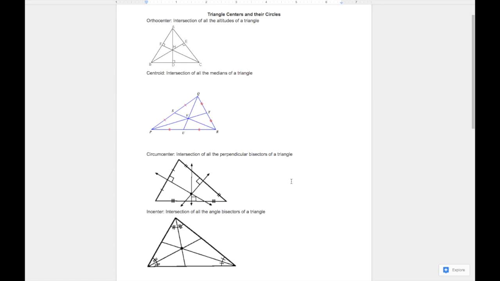The circumcenter is the intersection of all the perpendicular bisectors. So make a perpendicular bisector of each side, and they should intersect to be the circumcenter. The incenter is the intersection of all the angle bisectors. So bisect all three of these angles, and they should intersect to make the incenter.